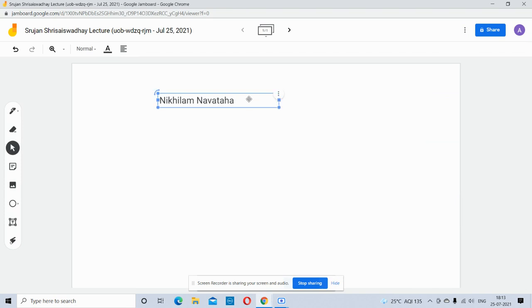Today we are going to see another method of subtraction using the formula called Nikhilam Navatashcaramam Dashatah. It means you are going to subtract the unit place digit from 10 and the rest of the digits from 9. This is the meaning of this formula.